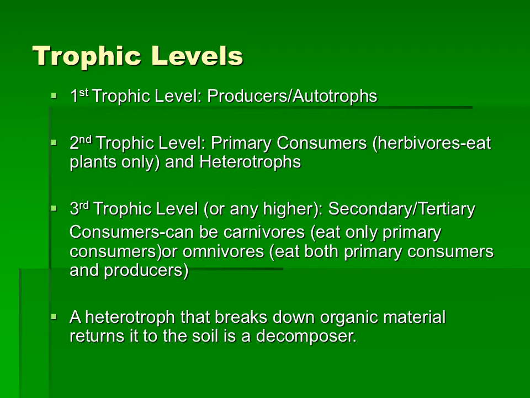The third trophic level, or higher, secondary, tertiary consumers, can be carnivores or omnivores. If they're carnivores, so if they only eat meat, they're going to only eat the primary consumers, and if they eat meat and plants, they're going to eat both primary consumers and the producers.